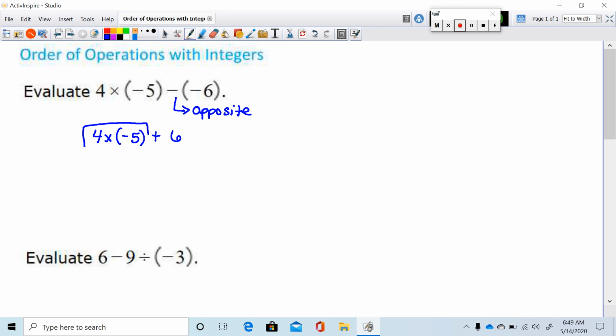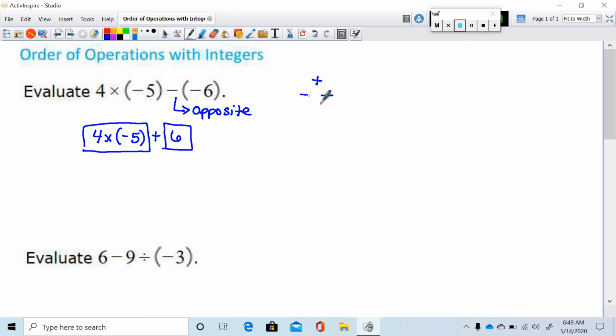I'm going to put a box around it. Then I have addition, so leave it alone, put a box around this. Now I figure out each box. Well, I have 4 times negative 5. With multiplication, I use this little trick over here.